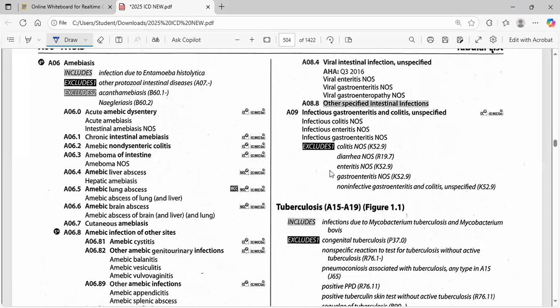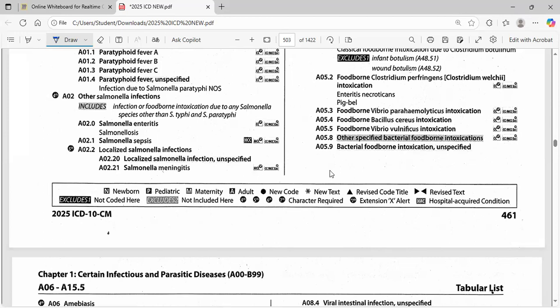Columns are. Hello, ma'am, your voice is breaking. It's not clear actually. Is it clear now? No, ma'am, it's not very clear. Just a second, let me see. Is it clear now? Yeah, ma'am.